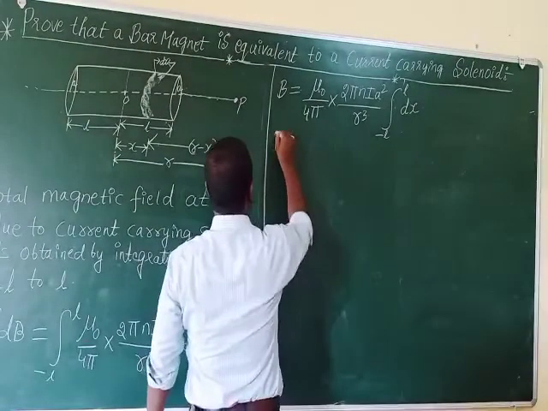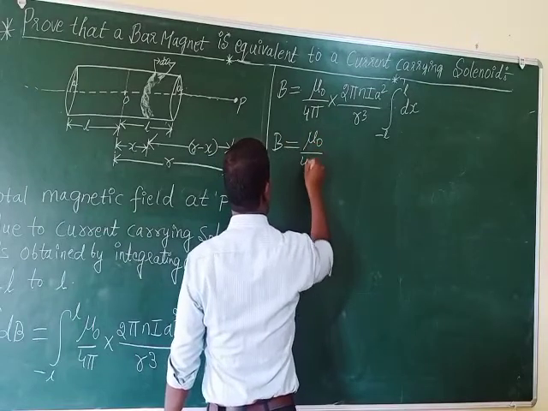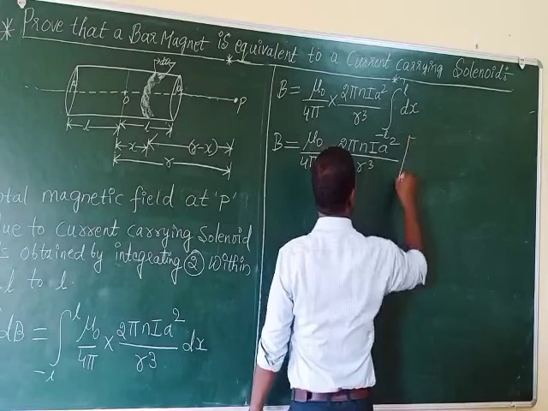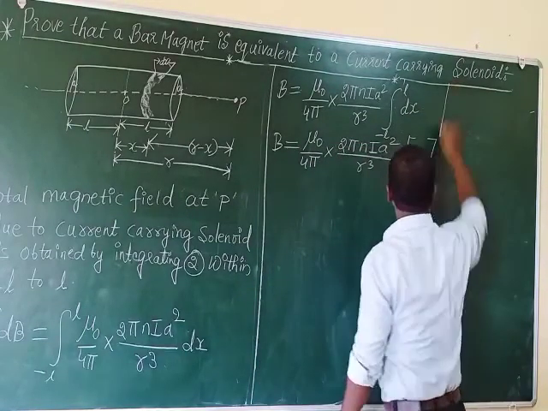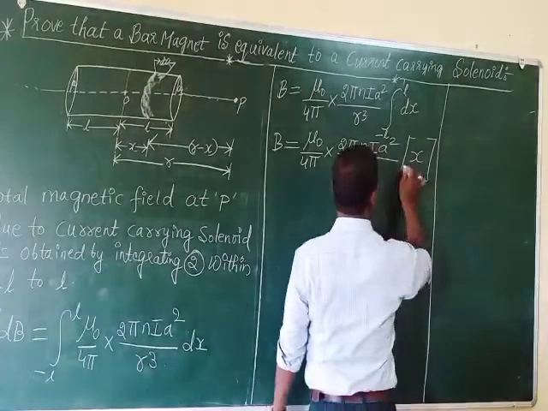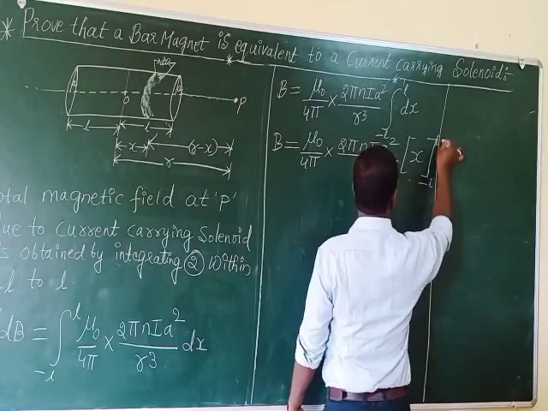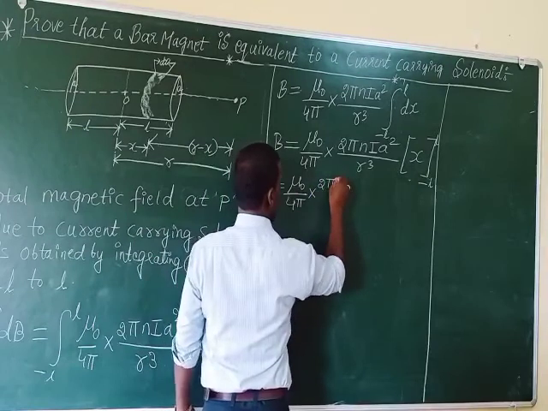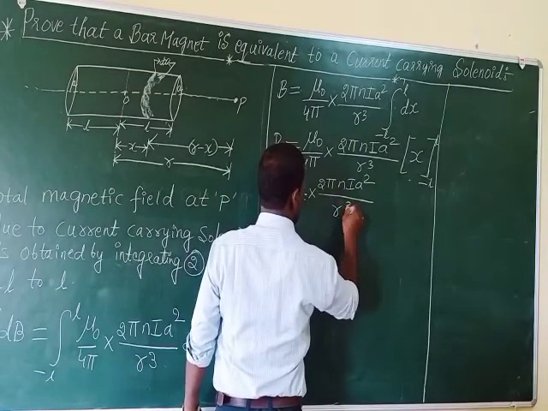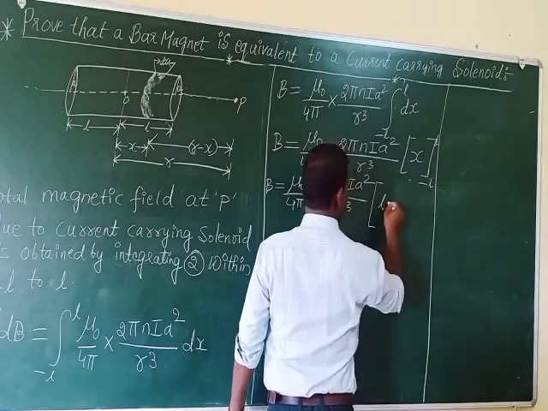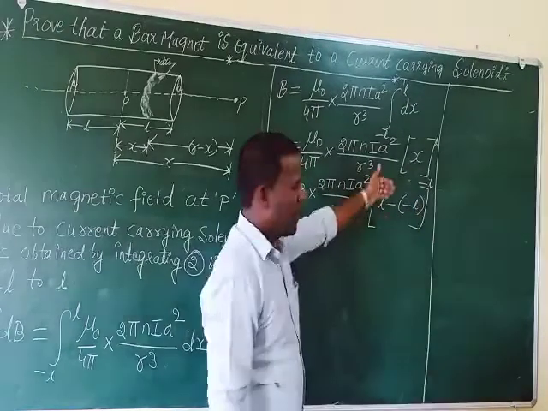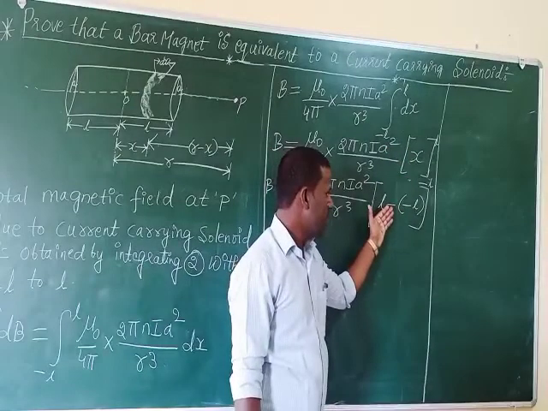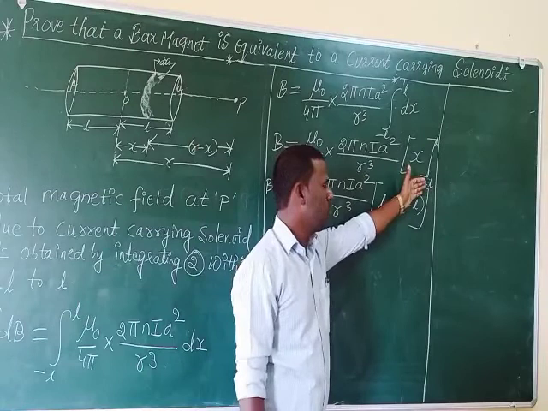This is the integration symbol, and the integration of dB is B equals mu naught by 4 pi into 2 pi n I a square divided by r cube into the integration of dx, which is x, from minus L to plus L. B equals mu naught by 4 pi into 2 pi n I a square divided by r cube into the bracket L minus of minus L. When you substitute the lower range, you should take a negative sign in between the two ranges. First range L minus of lower range minus L.